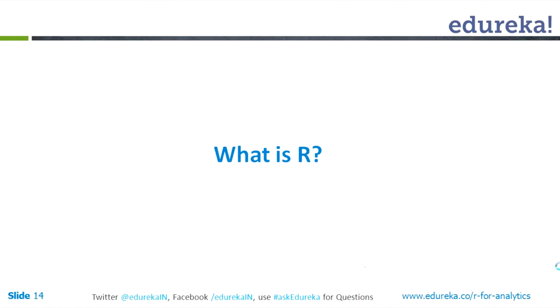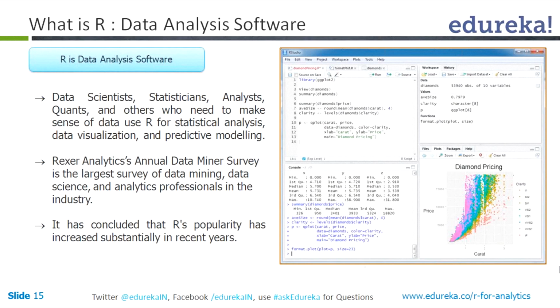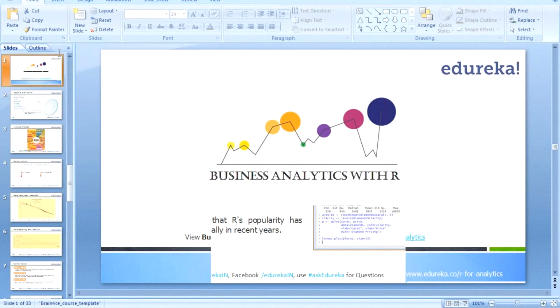Next slide. What is R? The picture you're seeing is a picture of RStudio. This is one of the distributions of R available in the market, and you can see there are 4 windows here. The source window is the left-hand top window, the left-hand bottom window is the console window, the right-hand top window is the environment window, and the right-hand bottom window is where you can see the graphs. Let me open it and give you a feel of it. So this is how it looks.